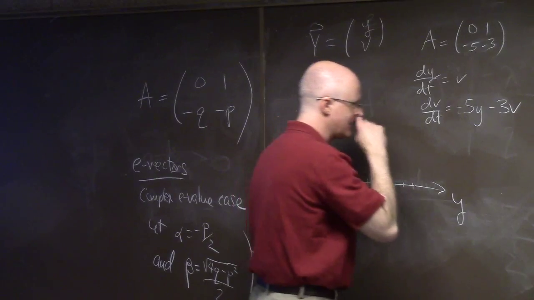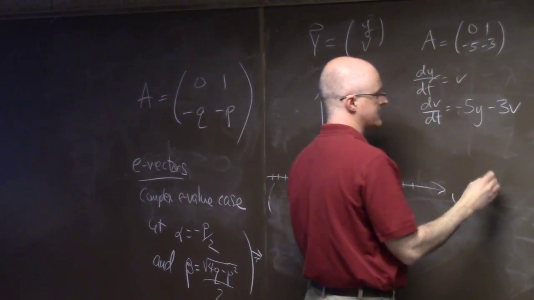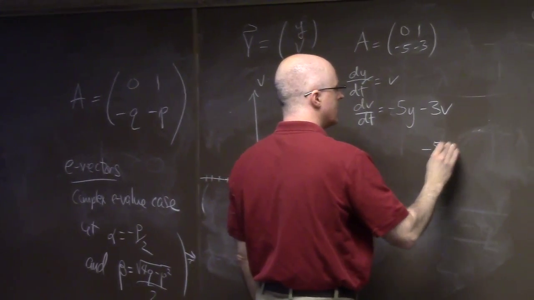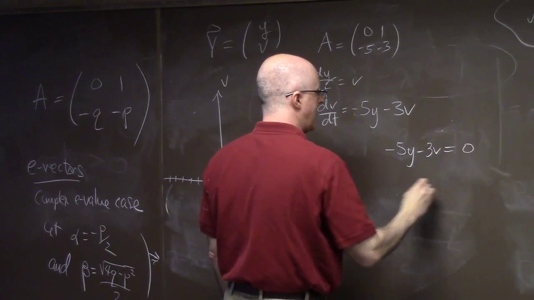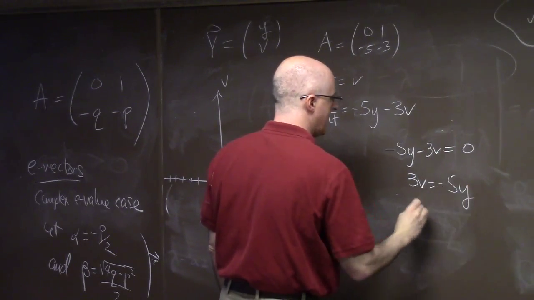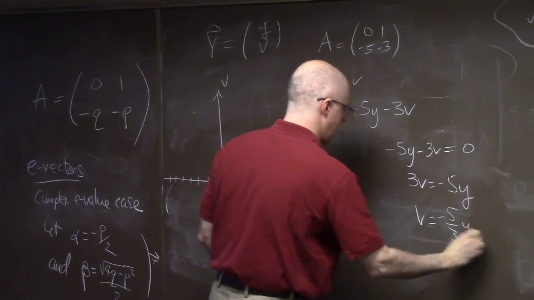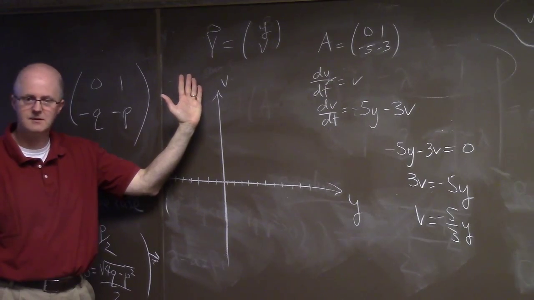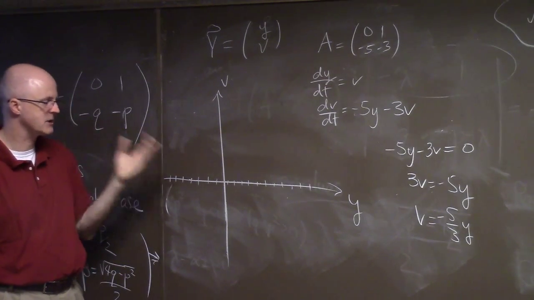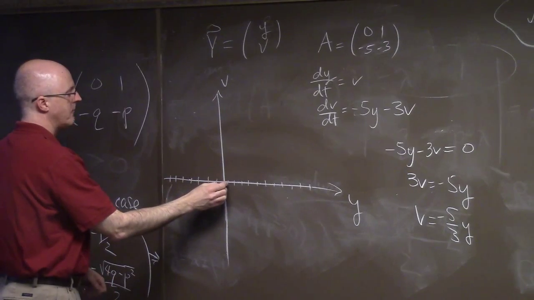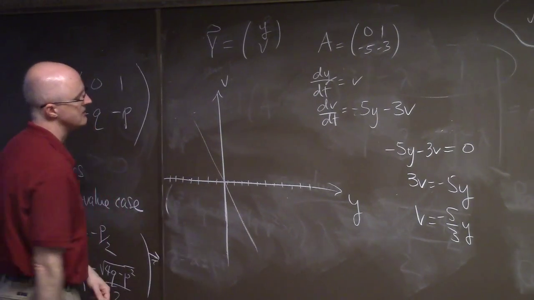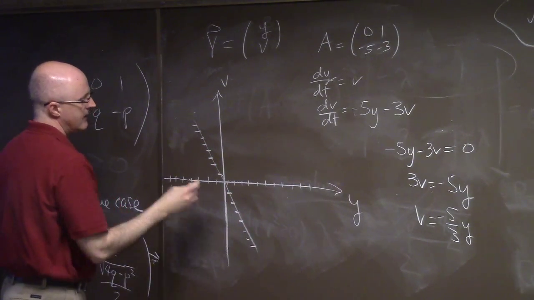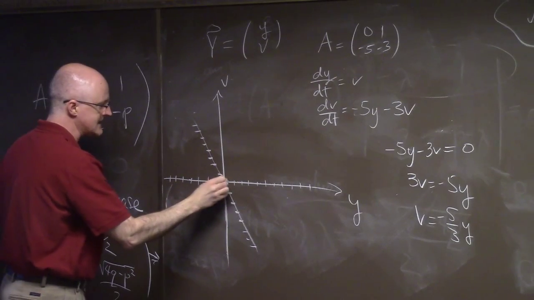The other nullcline is when this equals 0, which, to think about it in a standard way, I'd want to solve for v as a function of y. 3v would be -5y. v equals -5/3 y. Solve for v, since v is the vertical variable. That's now a line in this picture with a slope of -5/3. About like that. I'm not going to try to be too detailed. Solutions are going to cross horizontally. These two distinct nullclines cross at the origin. The origin is the only equilibrium point.